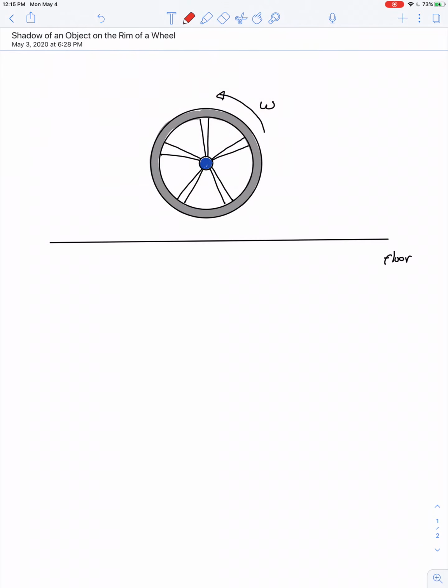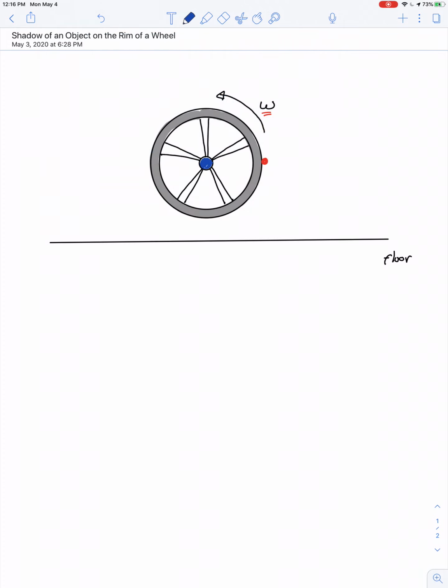Oh, while we're at it, let's picture one more thing. What if you attach some object? I don't know what it is, maybe a ball of clay. Something you stapled or taped or glued and affixed to the rim of the wheel. And so it's going to rotate along with the wheel with the same angular speed omega.